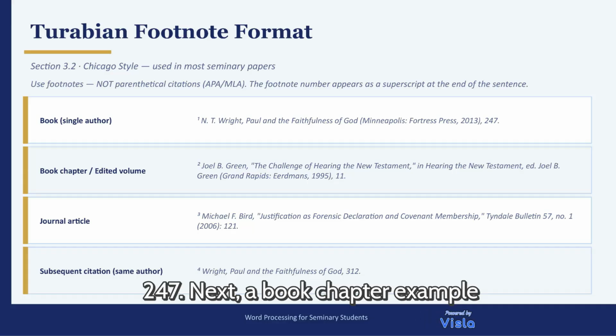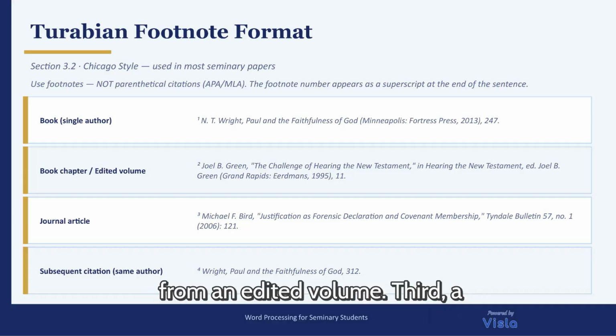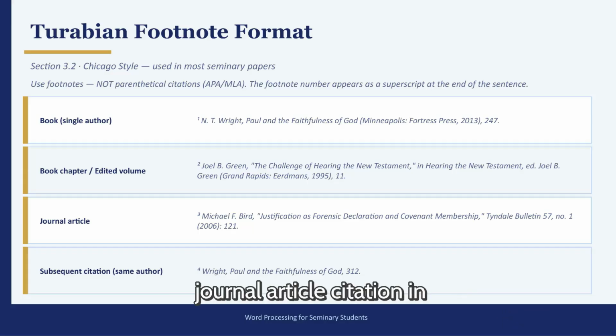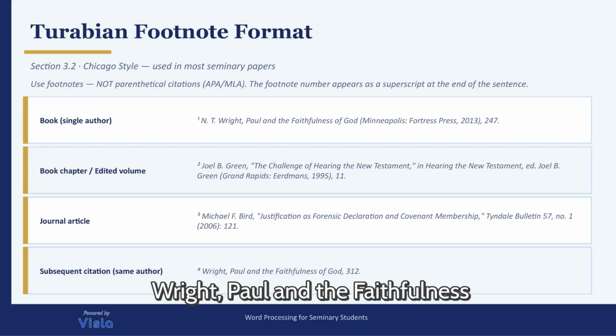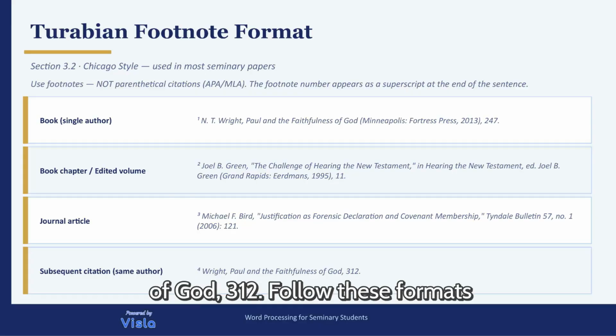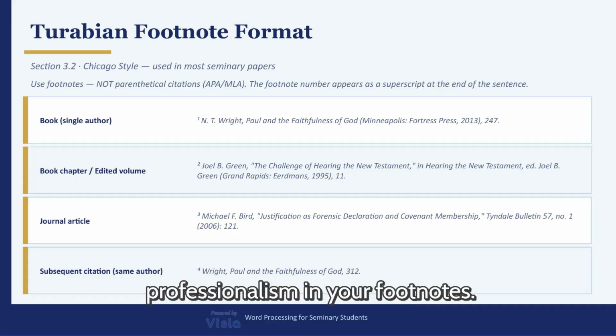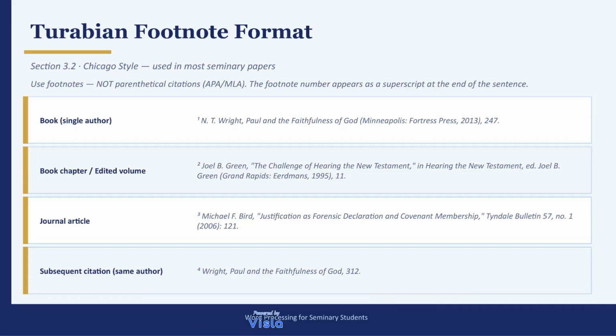Next, a book chapter example from an edited volume. Third, a journal article citation in italics with volume and issue details. Finally, a subsequent citation for the same author, shortening the reference to Wright, Paul and the Faithfulness of God, 312. Follow these formats to maintain consistency and professionalism in your footnotes.